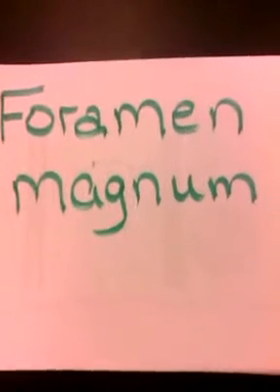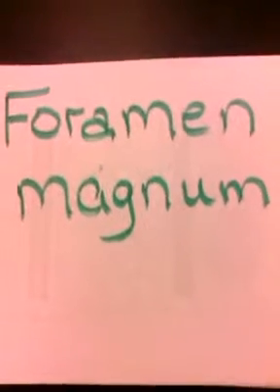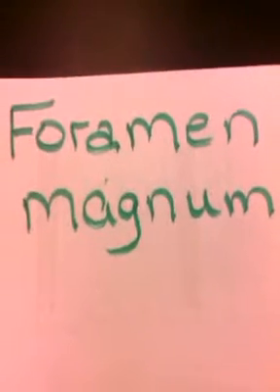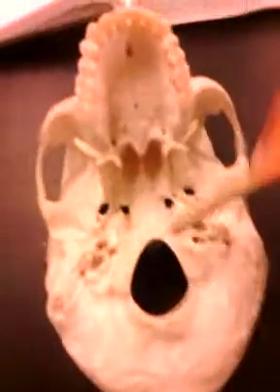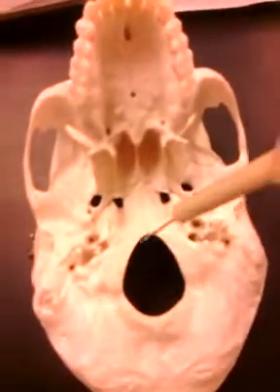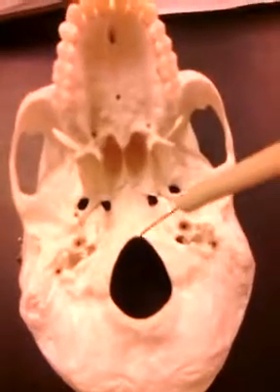Hello, anatomy students. Today we're going to tell you some things about holes in your skull. We're going to start out on the inferior aspect of the skull, the foramen magnum. It's the largest hole on your skull where your spinal cord is going to pass through.